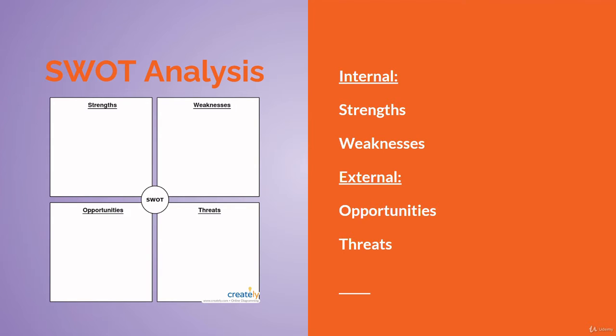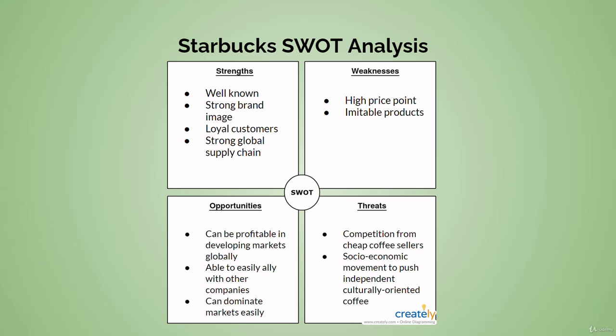So let's do a sample run through of a SWOT analysis to demonstrate what one looks like, and the company that we will be doing it on is Starbucks. Let's start with the strengths of Starbucks. Starbucks is very well known and famous, so it has a strong brand image and therefore a lot of loyal customers. In addition, it is highly globalized, so it has a global supply chain that is strong, efficient, and immense. And because of this global supply chain, they can uphold the level of quality that they want at an affordable rate.